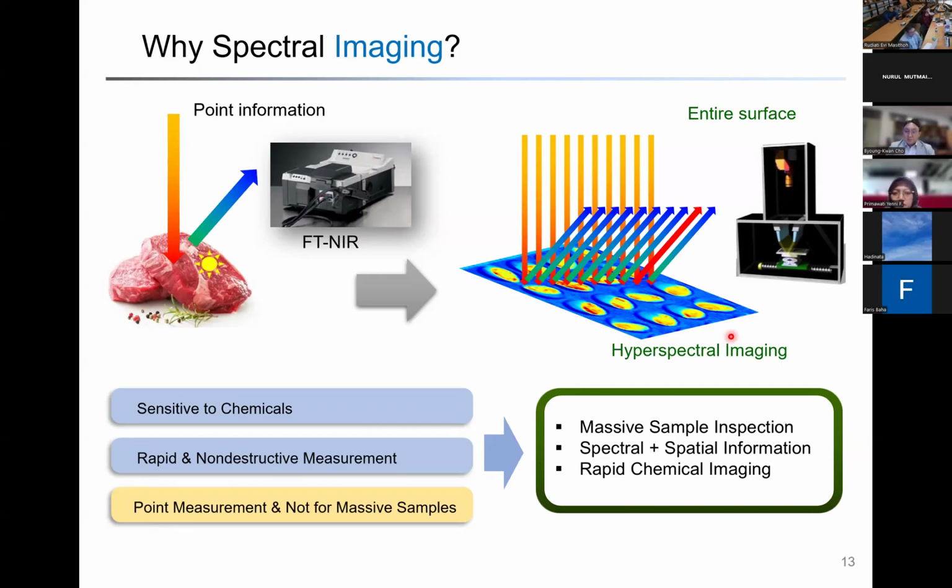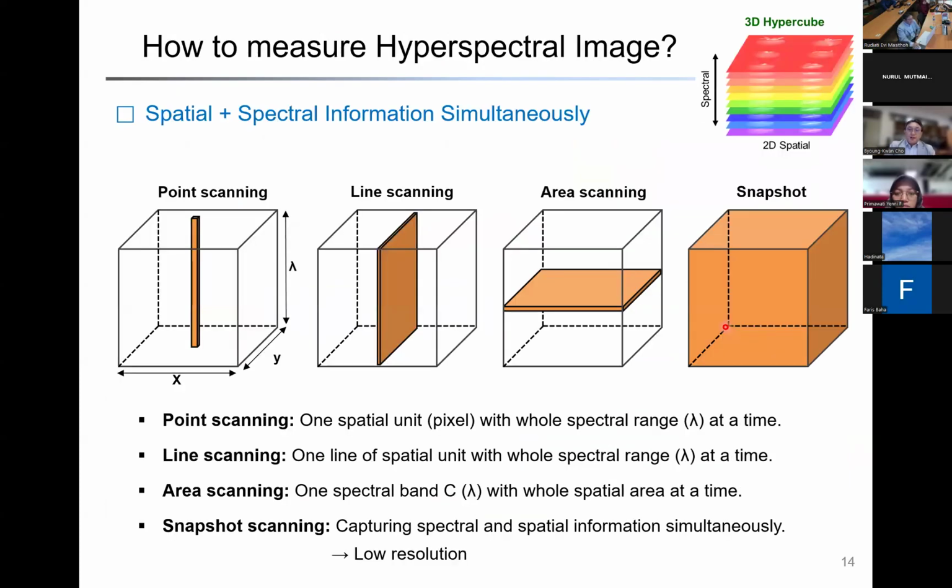The representative spectral imaging is hyperspectral imaging, right? The hyperspectral image we call a 3D hypercube because the information is 3D: X and Y spatial images plus spectral information. So that's why it's a 3D hypercube. When we measure this 3D information, how can we construct these 3D images?